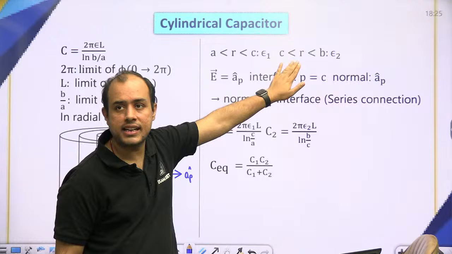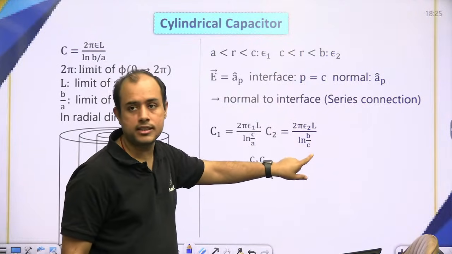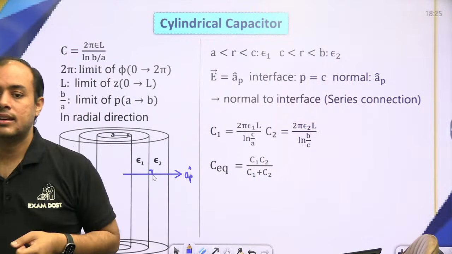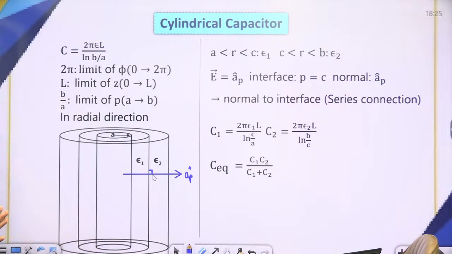For the second, I will take log B by C. Outer is B, inner is C. So C equivalent is the series connection. चमका कि नहीं चमका, बताइए भाई, अच्छे से.